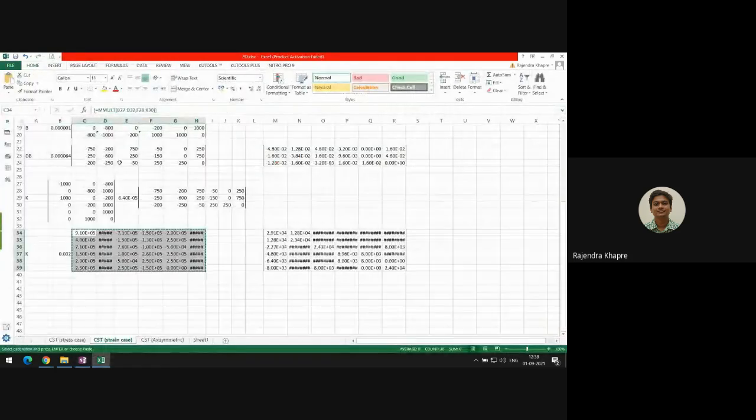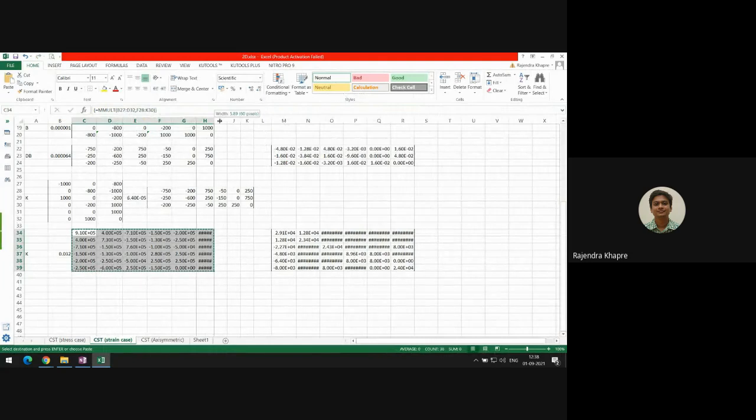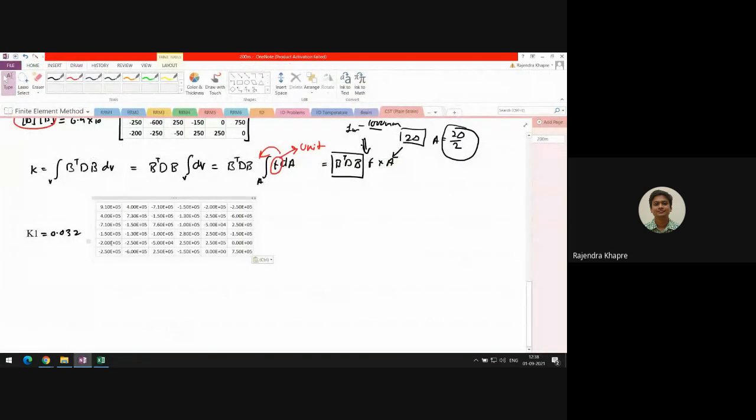Just a moment, let me copy and paste these values. Yeah, so you see this will be your final k matrix.